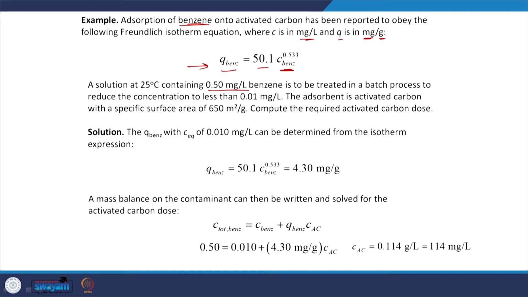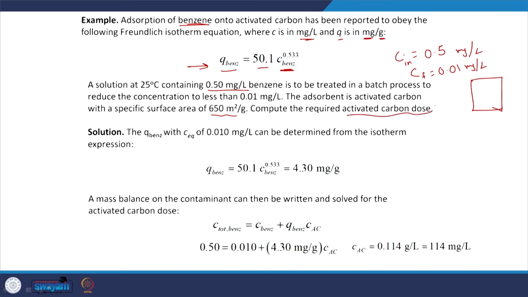And 0.5 milligram per liter benzene is to be treated. This is the initial concentration. C initial is 0.5 milligram per liter, fine. In a batch process, the main aspect is to reduce the concentration to less than 0.01. So C final has to be 0.01, not 0.1, 0.01 milligram per liter. The adsorbent is activated carbon with specific surface area of 650 meter square per gram. Compute the required activated carbon dose.